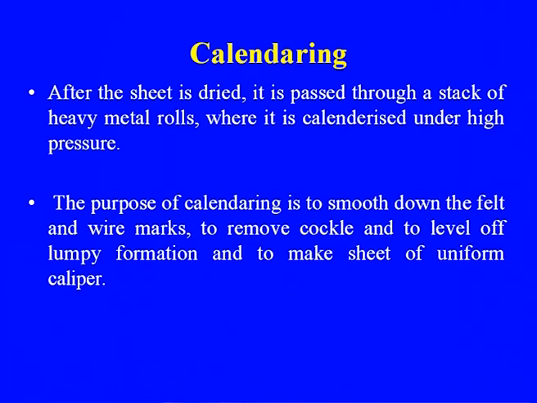Calendering is very important. After the sheet is dried, it is passed through a stack of heavy metal rolls where it is calendered under high pressure. Due to the calendering effect, the smoothness is there. The purpose of calendering is to smooth down the felt and wire marks, to remove the cockles and lumpy formation, and to make the sheet of uniform caliper, because that is very important in the case of paper. So, that smoothens the surface of the paper.